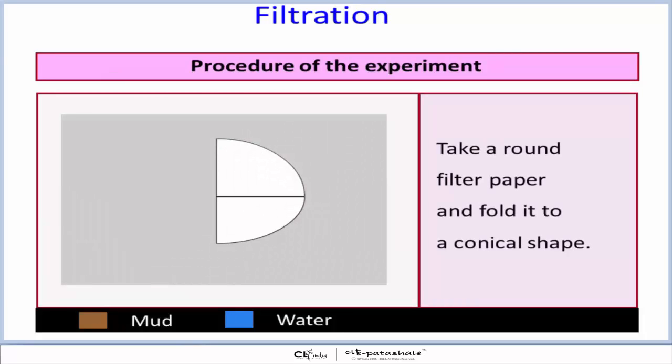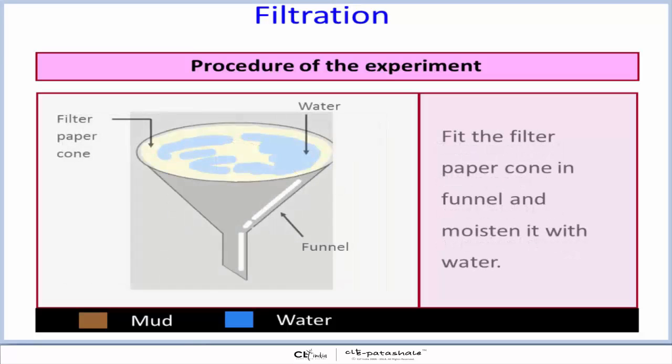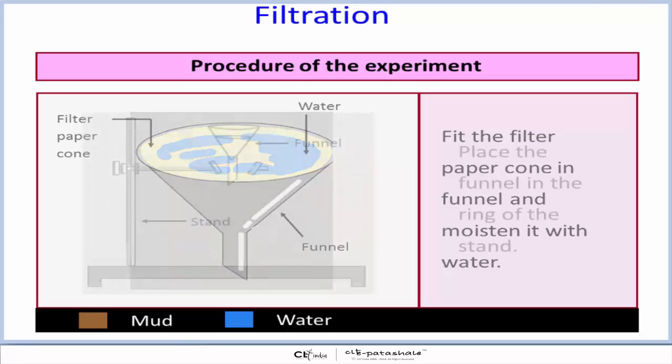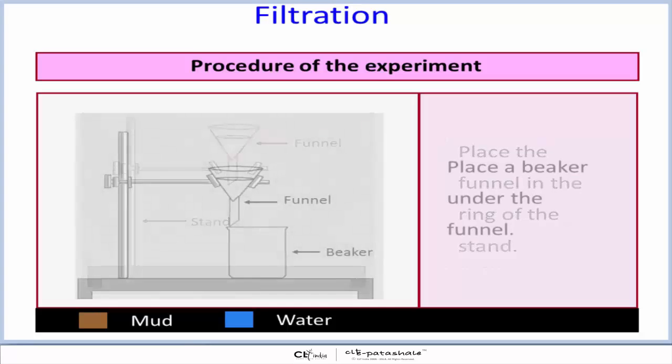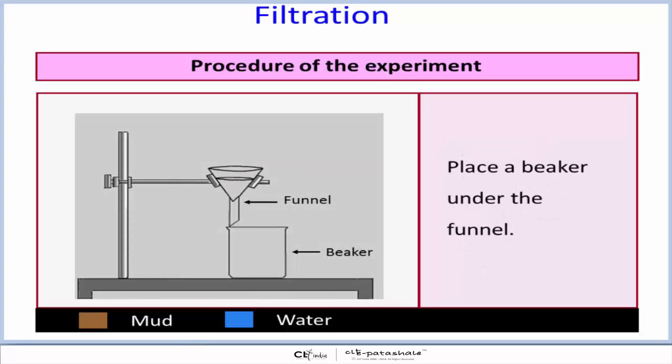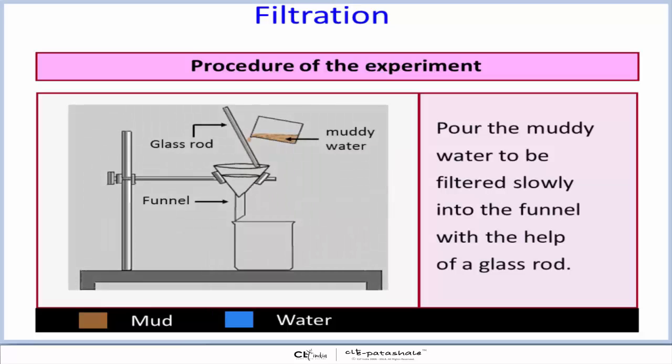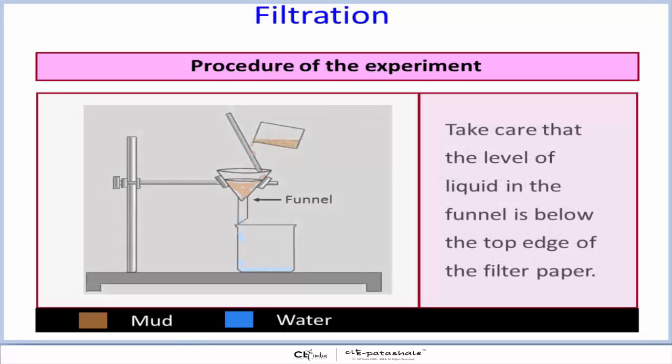Take a round filter paper and fold it to a conical shape. Fit the filter paper cone in the funnel and moisten it with water. Place the funnel in the ring of the stand. Place a beaker under the funnel. Now pour the muddy water to be filtered slowly into the funnel with the help of a glass rod.